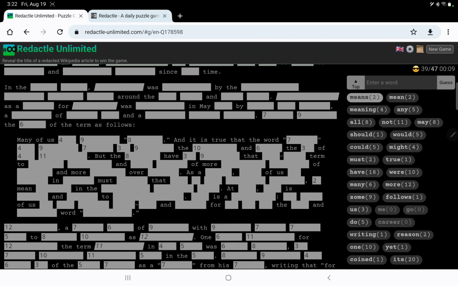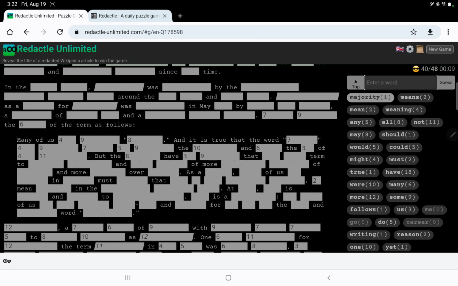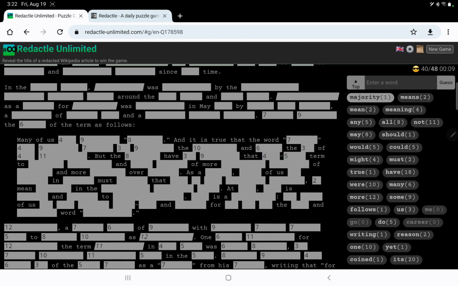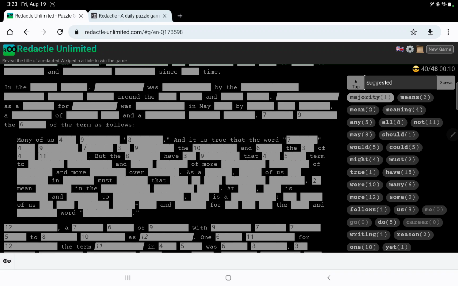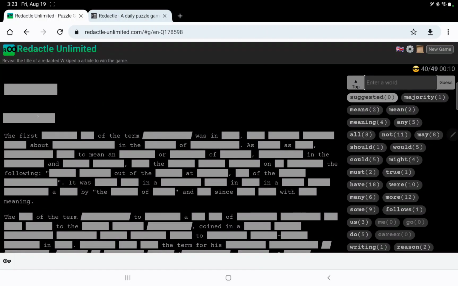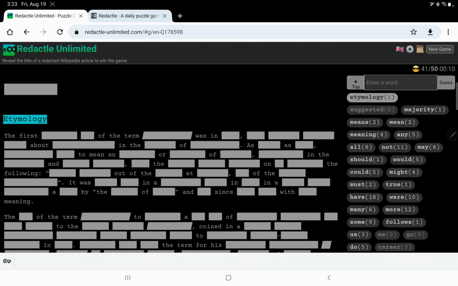But the 8, the majority, no. But the 8 have that 4, 5 have something suggested, no. Okay, so is this the etymology section we always love finding? Yes.